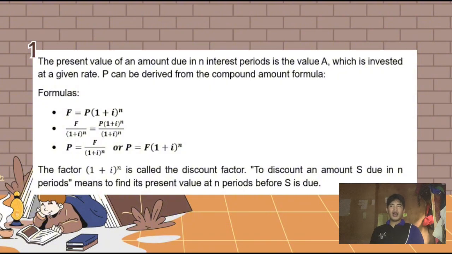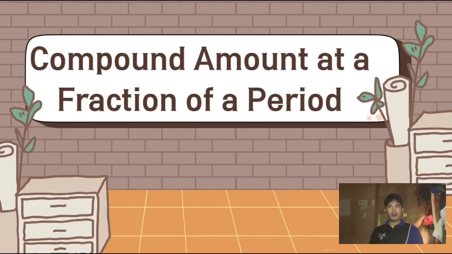The factor 1 plus I raised to negative N is called the discount factor. To discount an amount S due in N periods means to find its present value at N periods before S is due. Next, we have the compound amount at a fraction of a period.